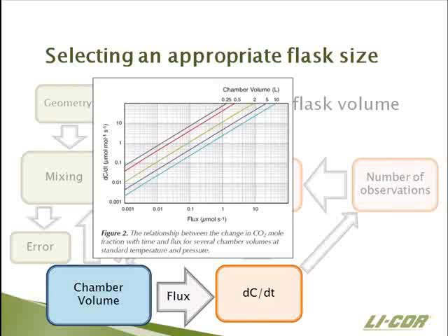And so what you see here is the raw flux, so a flux not standardized for area or mass, plotted against DCDT for various chamber volumes. And so you can either take the flux equation presented in the application note, or you can take this figure and you can make an estimate of what sort of chamber volume you need to be working with.